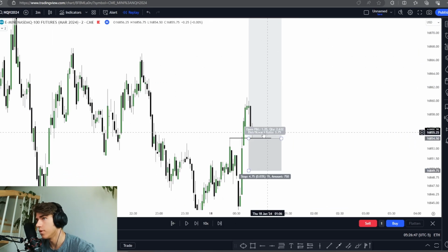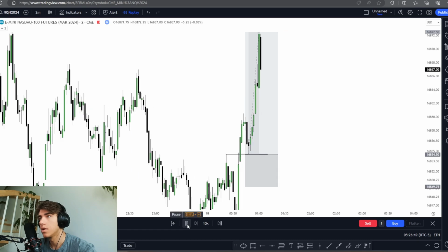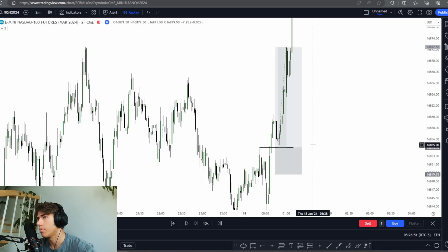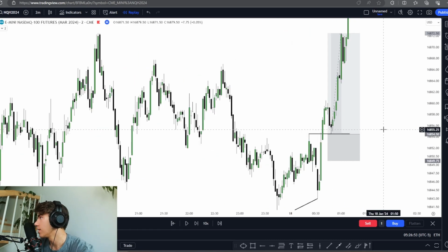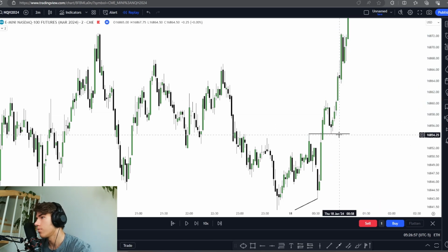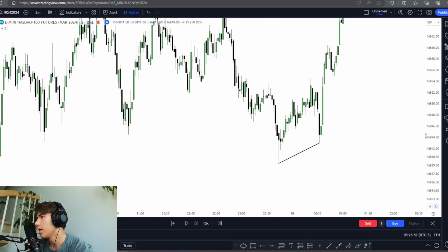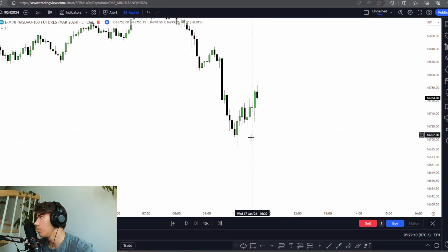And we would be filled on this very candle, and the trade would have played out perfectly, right? Now keep in mind that this is hindsight. It's not going to look like this all the time, but if you get your drawn liquidity right, probably an 80 to 90% win rate.